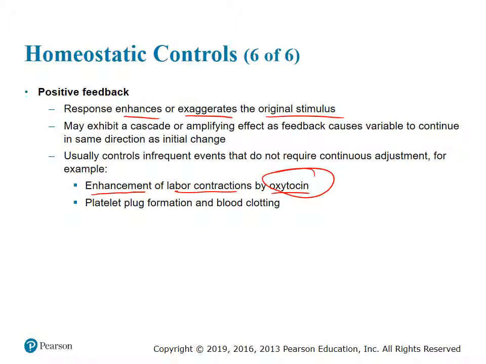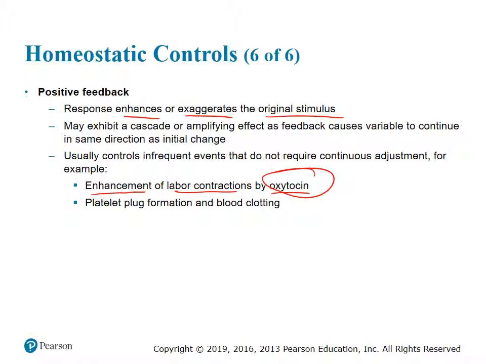That contraction sends another stimulus to the brain, releasing more oxytocin, and that cycle keeps going on until the contractions get stronger, stronger, stronger, so strong that they're completely trying to push out the child. Does that make sense? And that's what we see there. That's a positive feedback system.